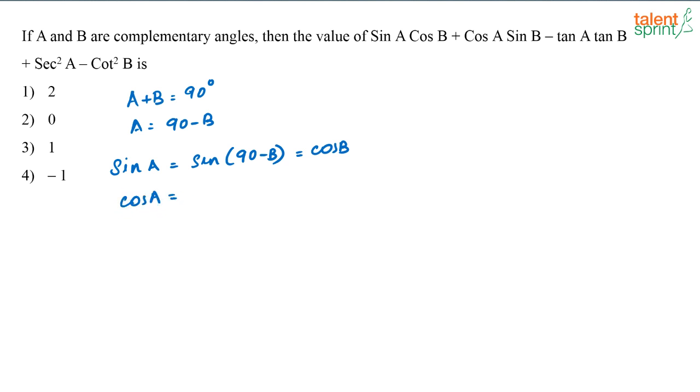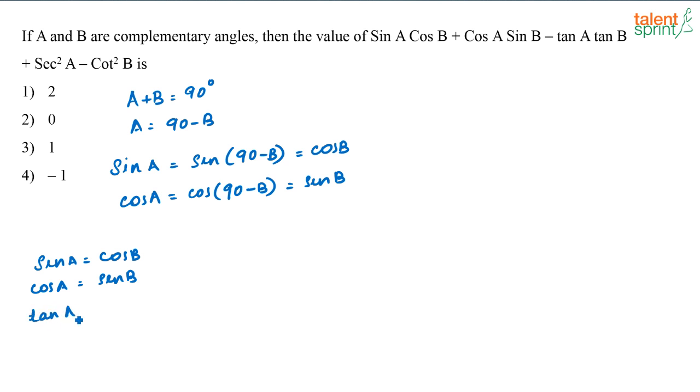Similarly, let us say I have cos A. What is cos A? Cos A is nothing but cos of 90 minus B, which is equal to sin B. So sin A is nothing but cos B, and similarly cos A is nothing but sin B. I can say tan A is nothing but cot B, and vice versa. These 3 things I can say using this identity. It is also given the angles are complementary, that's why we are able to arrive at this.